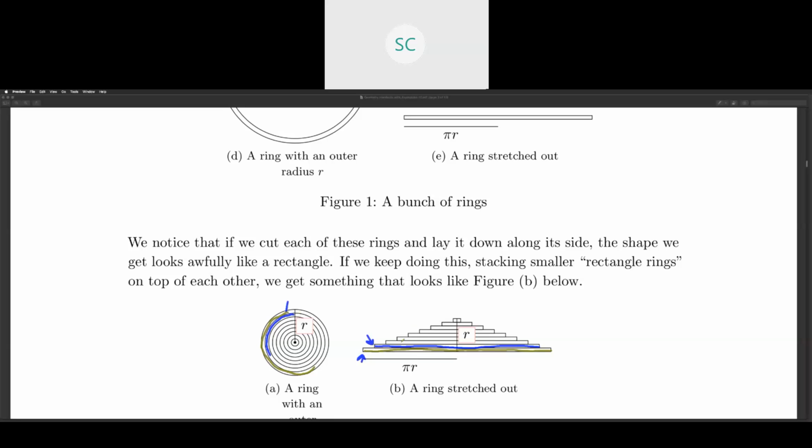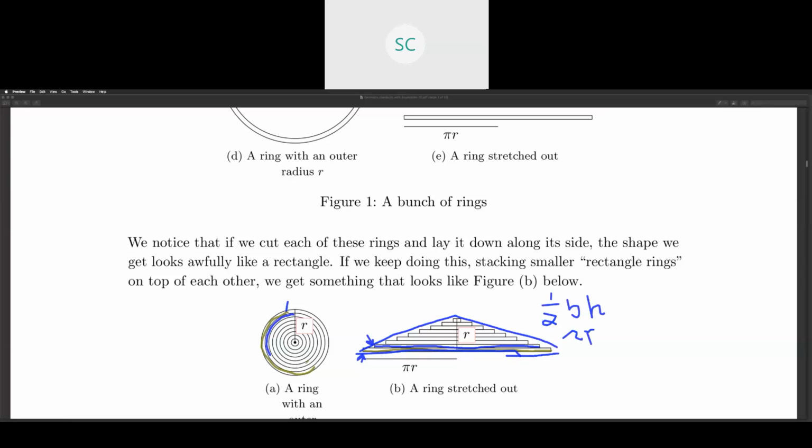And then if you keep on doing this, let's say you have an infinite amount of rings, you can imagine that the more rings you have, the closer this shape is to a triangle. So in order to find the area of a triangle, we need 1/2 the base times the height. And we already know the base, right? It's 2 pi r, and take 1/2 of that, that's pi r.